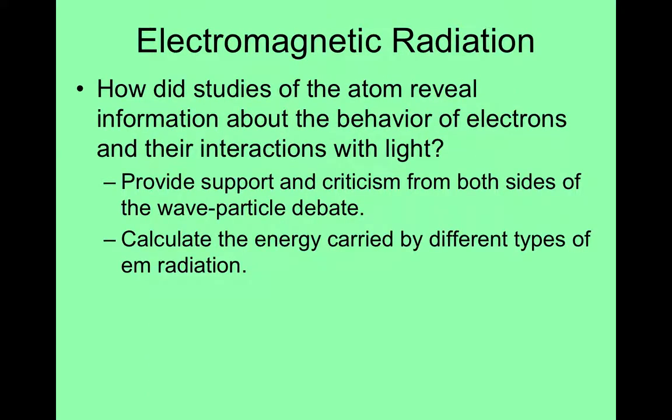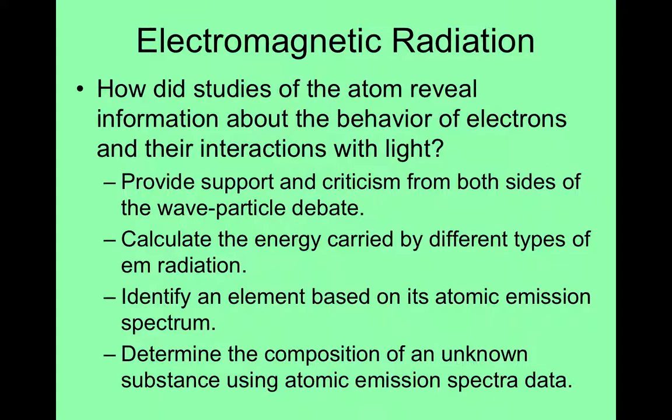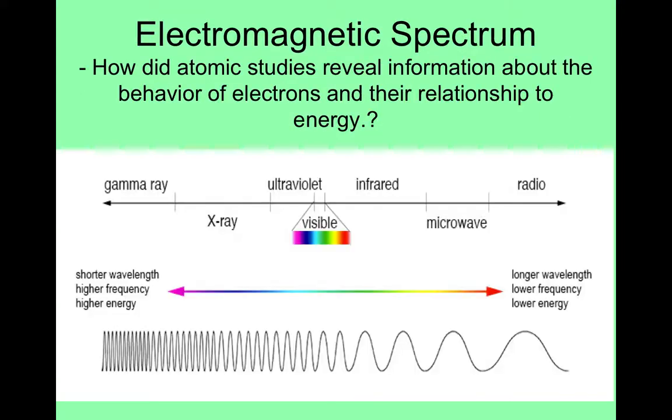So I wanted to just give us some things that we should be able to do, some objectives. At the end of this lesson, you should be able to provide support and criticism from both sides of the wave-particle debate. We'll be able to calculate the energy carried by different types of electromagnetic radiation. We'll be able to identify an element based on its atomic emission spectrum. That might take a little bit of work in the lab as well before we fully have that one mastered. And then determine the composition of an unknown substance using atomic emission spectra data. And again, that may be a little bit with the lab as well.